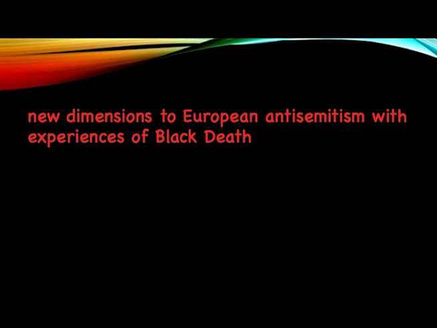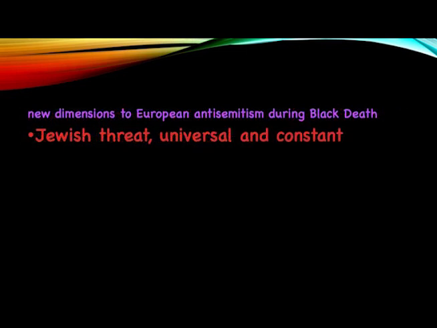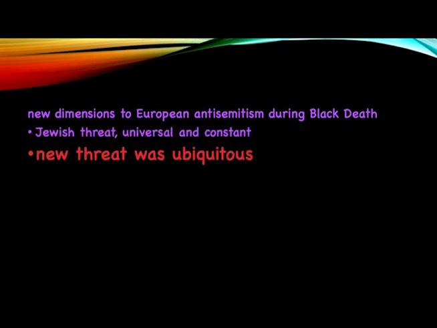The experience of the plague in Europe added a new dimension to European anti-Semitism. The Jewish threat became universal and constant in the anti-Semitic worldview that emerged during the 14th century. All Jews, men, women, and children, constituted an existential threat to all Catholics. This new threat was ubiquitous. It could be found everywhere Jews were found in Europe. Moreover, because of how the Black Death spread through the human population, Jews in one area constituted a threat to Christians everywhere.